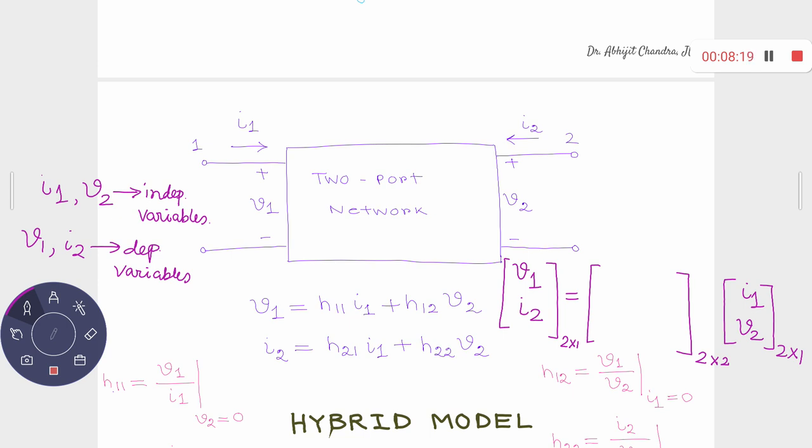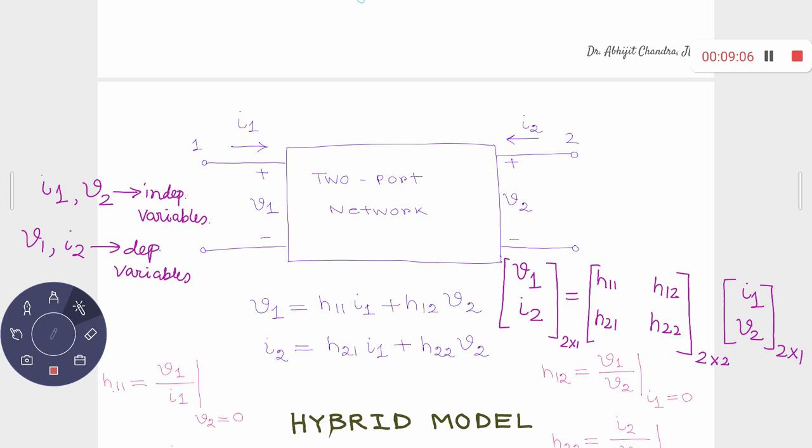So therefore, you have a 2×2 matrix over there. V1 is equal to this multiplied with this plus this multiplied with this. So this is nothing but your H11, H12 in the first row, then H21, H22 in the second row. Now you check, V1 is equal to H11 I1 plus H12 V2. Similarly, I2 is equal to H21 I1 plus H22 V2.